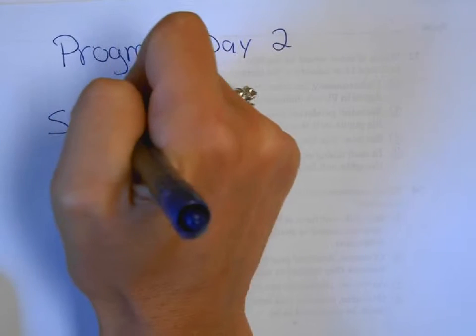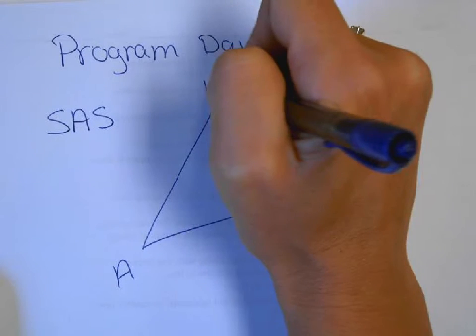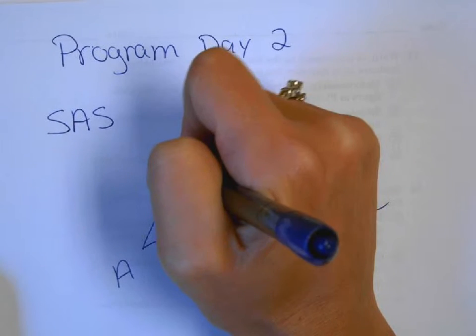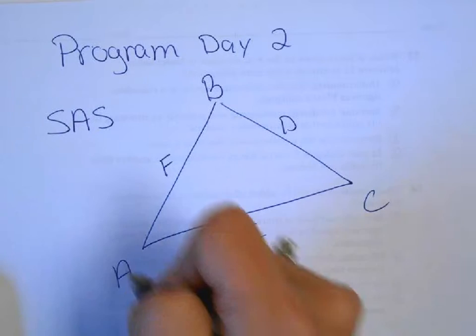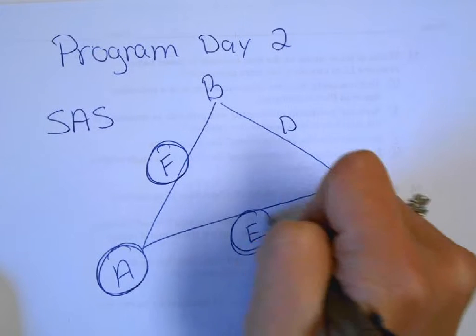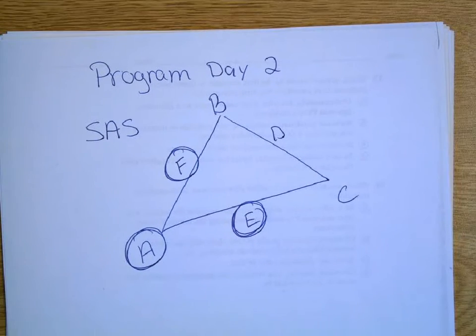Okay, we are going to write a program for SAS today. A, B, C, D, E, F. So we need 2 sides and an angle starting. So let's go with knowing angle A, side F, and side E. So we're going to know those 3, and our program is going to solve for the other 3.